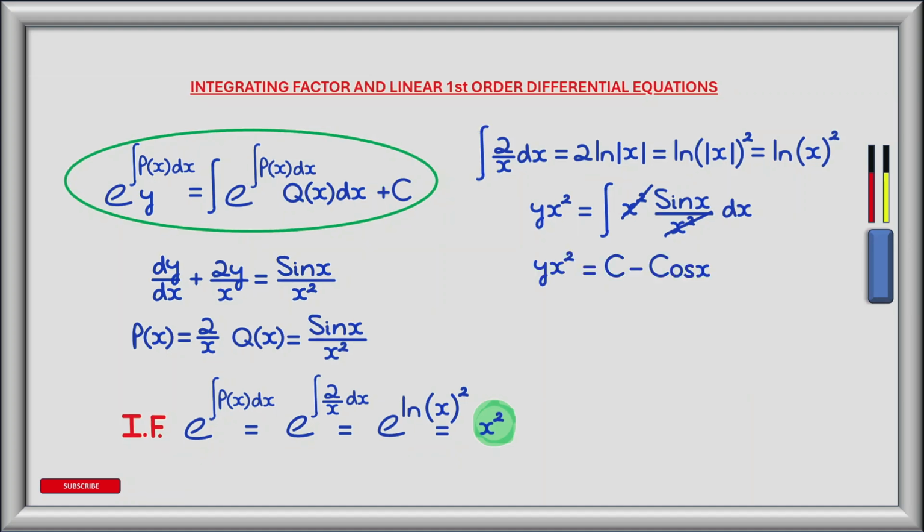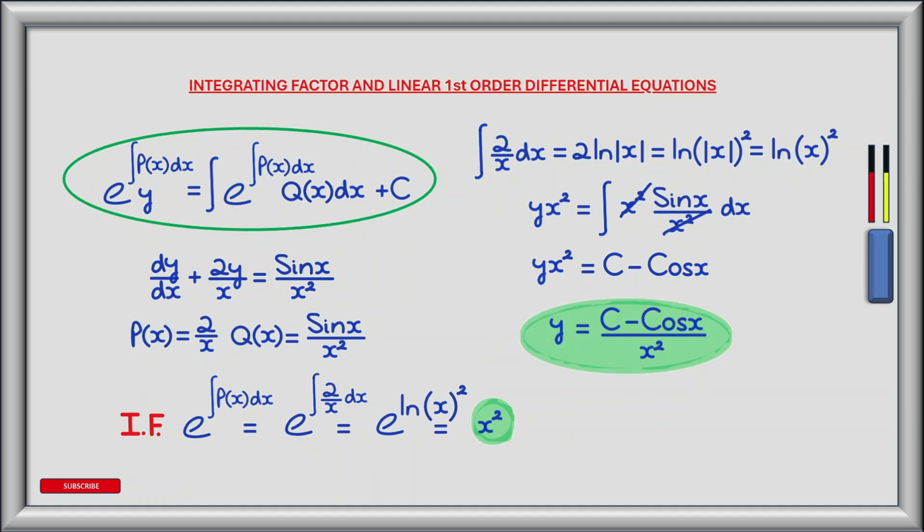And so evaluating this integral gives y multiplied by x squared is equal to a constant of integration minus cos x. And dividing through by x squared gives us the general solution to this differential equation, which is y equals a constant of integration minus cos x, all divided by x squared.